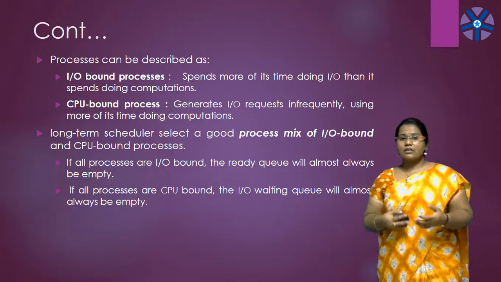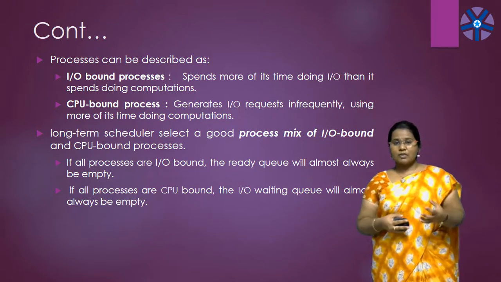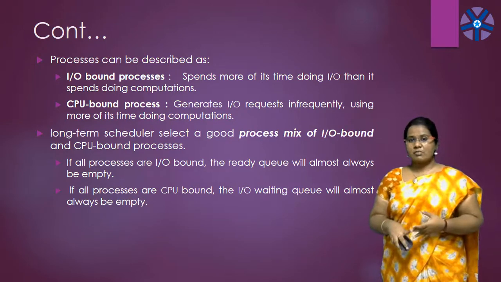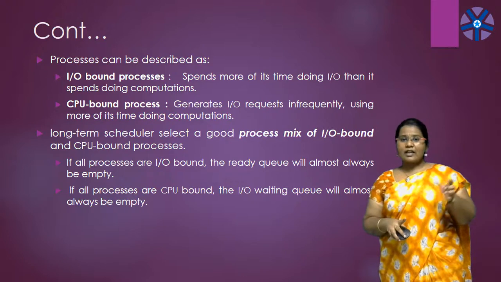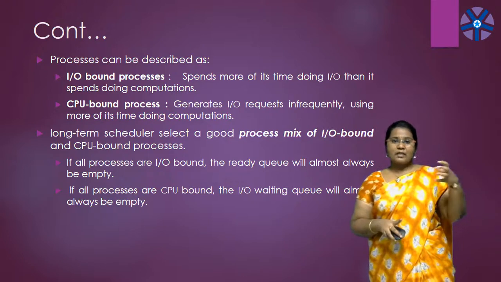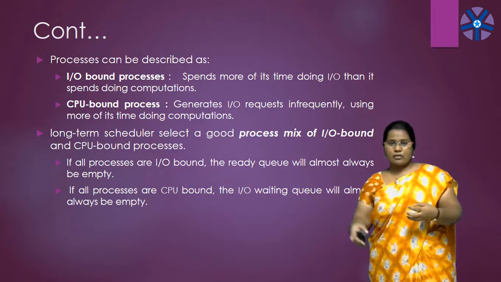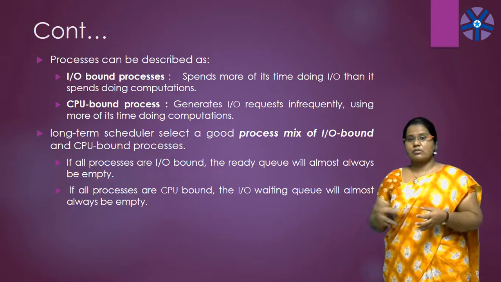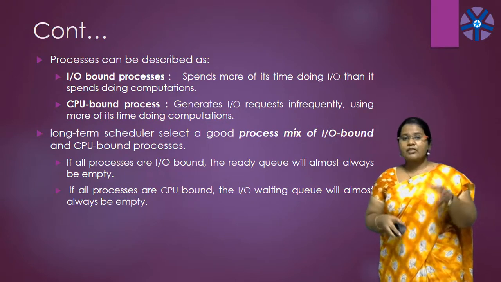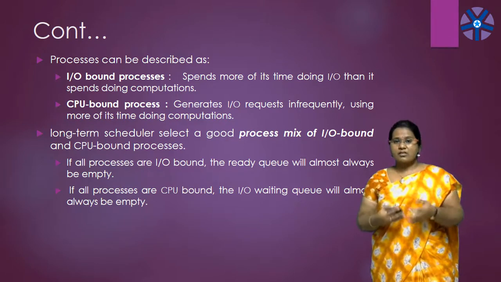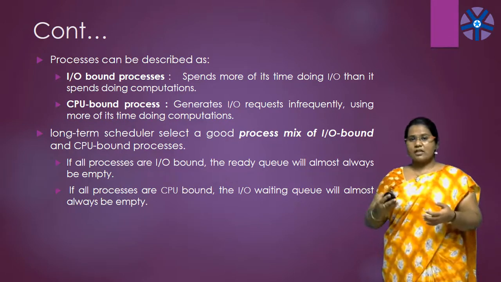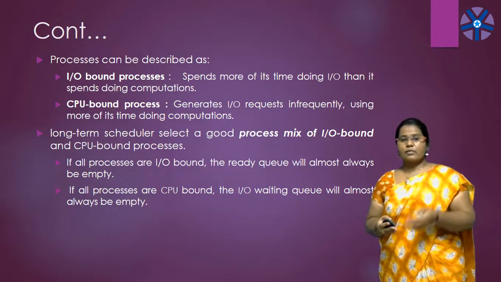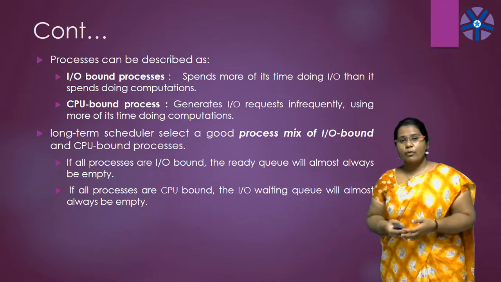Okay. Then coming to the long-term scheduler, it should have a good process mix. That is, it should not select completely IO bound processes to send to the CPU, nor should it select all CPU bound processes. It should mix the available processes. So say for example, if it selects an IO bound process now, then the next process to be selected should be a CPU bound process.